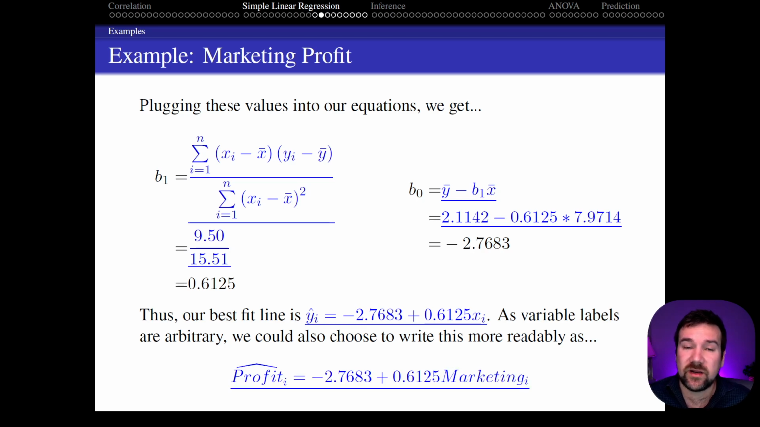Now, remember, x and y are a bit arbitrary or don't give very much information. So you can also include, in this case, the actual variable information here, and that might be useful. So for the variable information, instead of y, I could include profit, and instead of x, I could include marketing. So for these, that would say my predicted profit, my best guess at profit, is negative 2.7683 plus 0.6125 times my marketing budget.